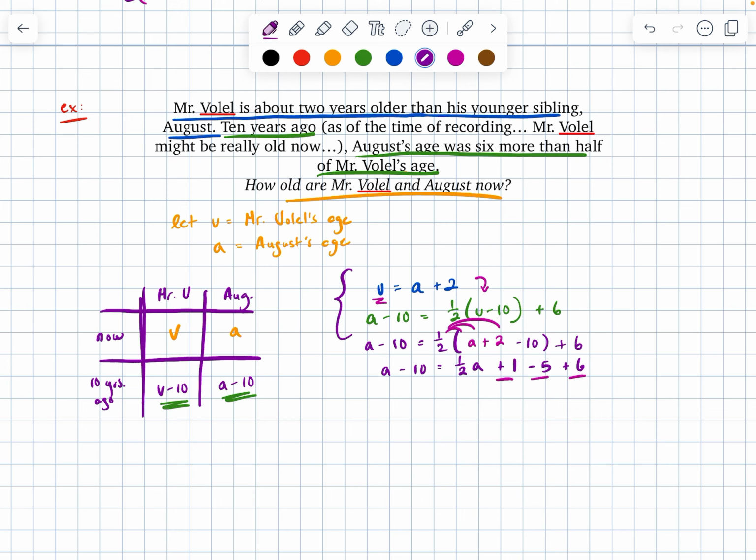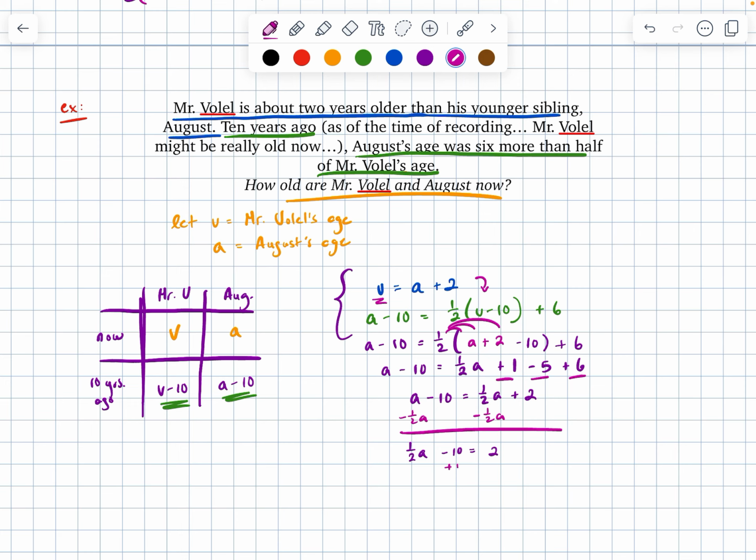Combining all of these like terms on the right side, I have 1 minus 5, so that would be -4, plus 6, which is 2. So all of those numbers get me to plus 2. And now I need to get rid of my multiple variables. So I'm going to move all of my A's to the left side. You could also move them to the right side. That's a totally acceptable choice. A minus half of A. Well, if I take half of something away, I'm still left with half of it. So this should be 1/2 A minus 10 equals 2.